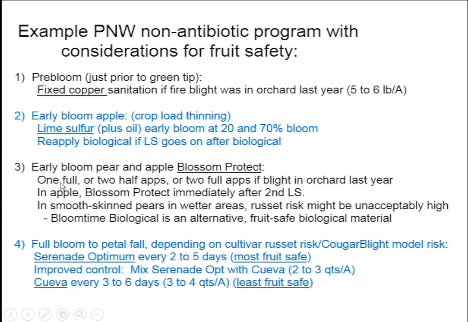Blossom Protect, and then that would be, say, 1 full, or what we call half applications, which would be alternate row spraying, so that the whole orchard gets covered once, 2 half applications. Or if blight was in the orchard last year, 2 full applications. And then in apple, this first Blossom Protect treatment would occur immediately after the second lime sulfur treatment.